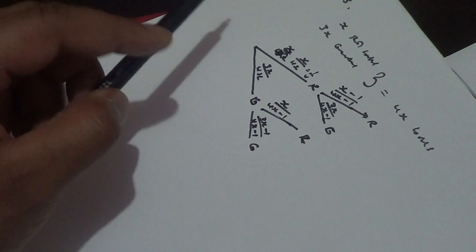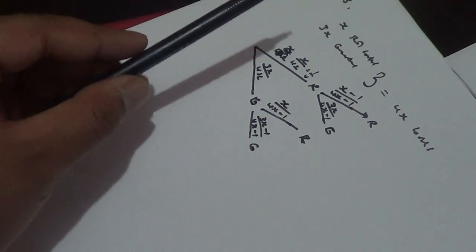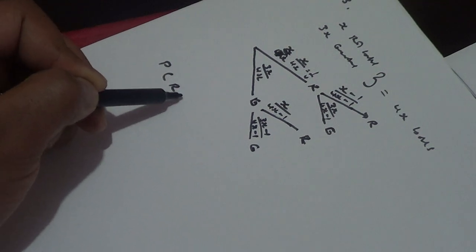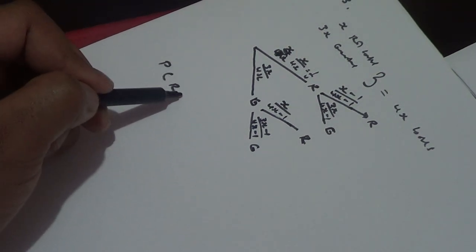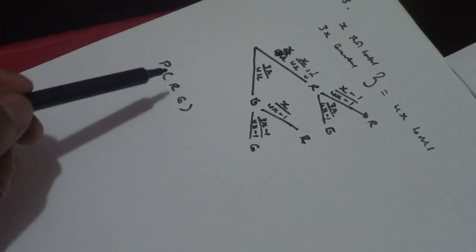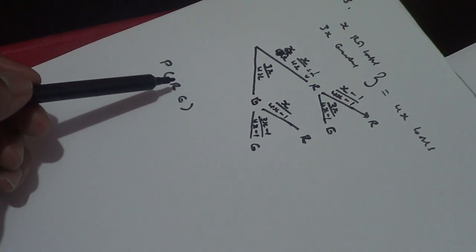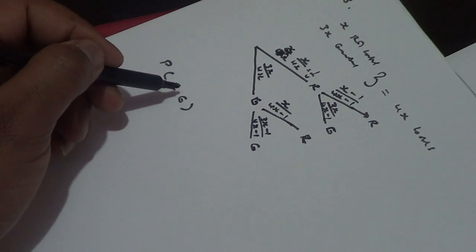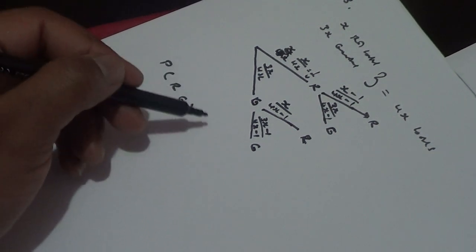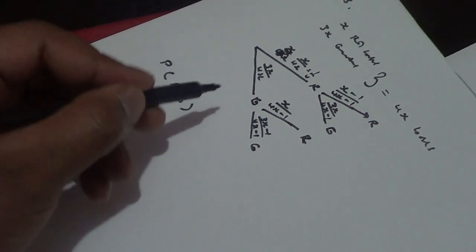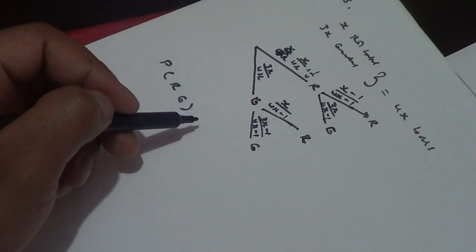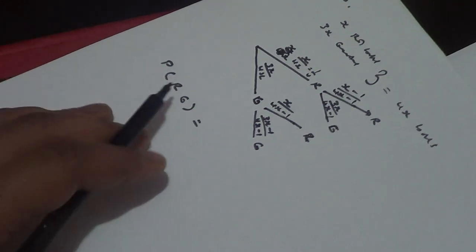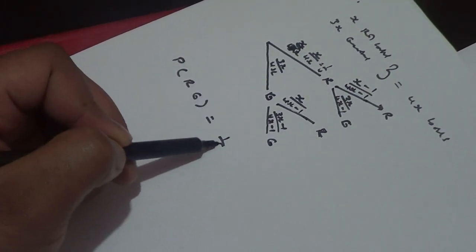Now they are saying to you, the probability of picking a red ball and green. They're saying red first and then green, RG. Okay, so of course this is AND. These are dependent events. So you multiply their probabilities, isn't it? So they are telling us that this thing is equal to 1 over 5.